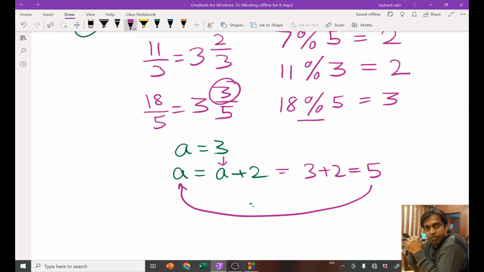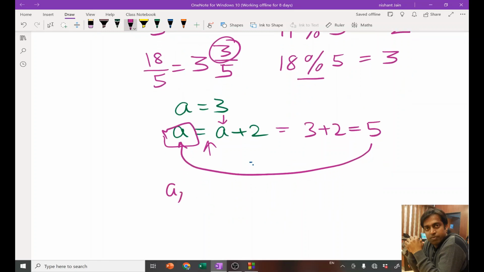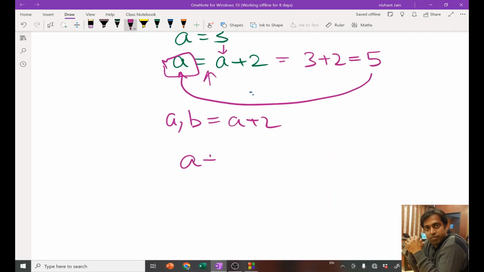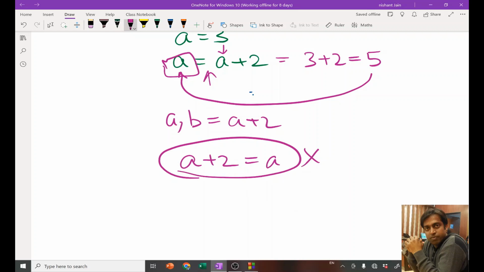So remember that on the left side of the equal to sign we can have only one variable. We cannot put something like a comma b equals a plus 2, or something like a plus 2 equals a. This is not allowed. The compiler first evaluates the expression on the right side, and then the result is assigned to the variable on the left side.